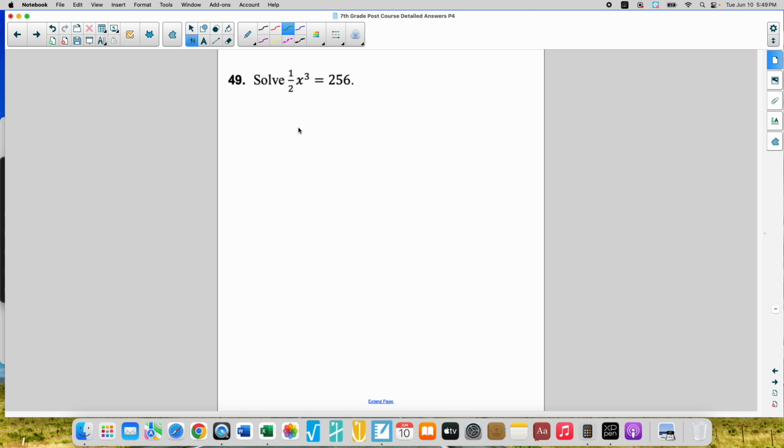So here we're going to isolate the cube, 256. So how do we get rid of things being multiplied? We can either divide or multiply by the reciprocal. So we're going to double that value. We get x cubed equals 256 times 2, which is 512. 12 carry, 11 carry.